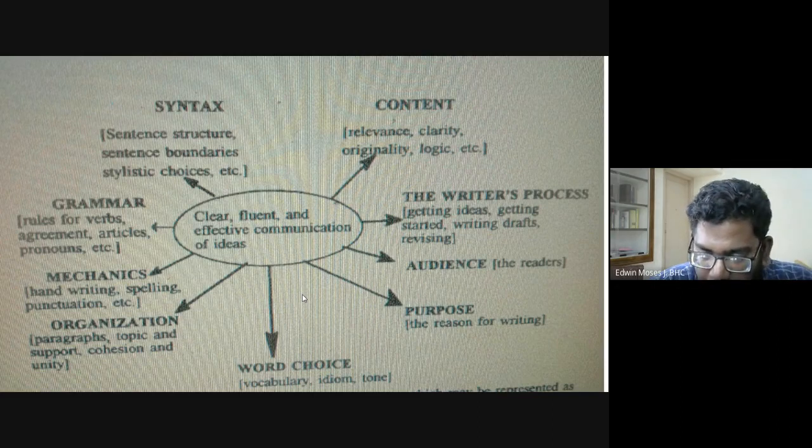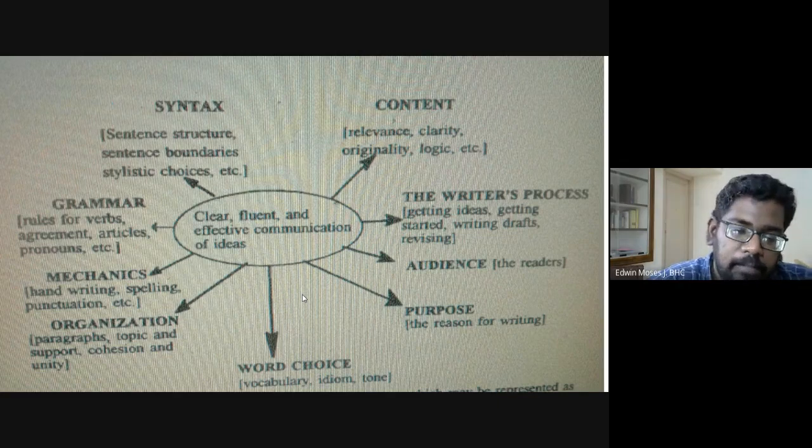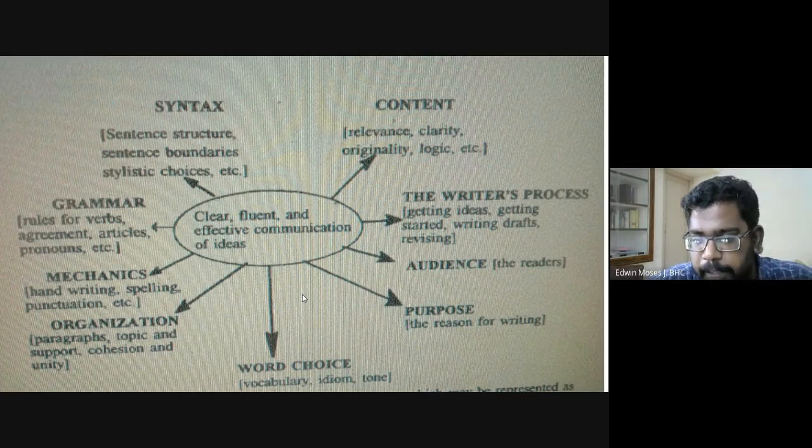Organizing properly, as I told you, be coherent in your ideas, paragraphs, topic and supporting statements, cohesion and unity. These are all some of the features of writing, features of a paragraph. Mechanics, grammar, syntax, content, everything together, the writer's process: getting ideas, getting started, writing drafts, revising it. At the first go, everybody cannot write a flawless letter or a report or a creative piece. You have to revise it.